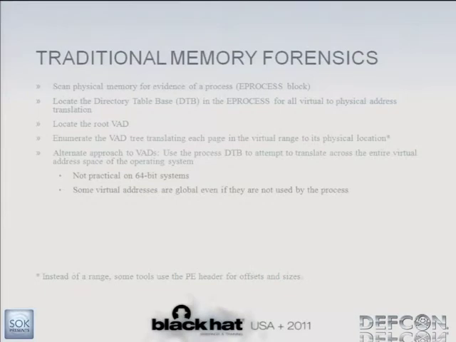Traditionally, you would scan physical memory for an eprocess block, and that lets you know that there's a process at that location. From there, you get the directory table base, or DTB, in the eprocess, and this will help you translate from virtual to physical addresses. From there, you locate the root of the VAD tree and step through the tree, translating the virtual addresses to physical, usually starting with the starting address, taking the size, and grabbing all the data in between. Some other tools also utilize information about the PE headers to reconstruct the executable with their knowledge about the different sections inside.